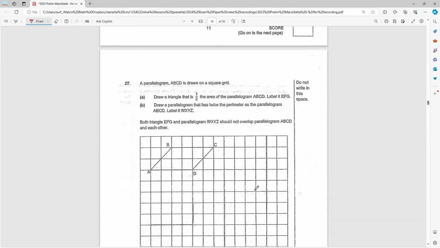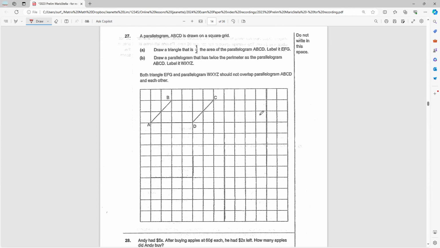Okay, next question 27. Parallelogram ABCD is drawn on a square grid here. Draw a triangle that is half the area of the parallelogram ABCD. Label it EFG. Okay, so use a ruler for this. I can't really use a ruler here, but let's draw a triangle that's half the area. Now, half the area of the parallelogram, actually a parallelogram can be cut into half like this way. So EFG will look something like ABD.